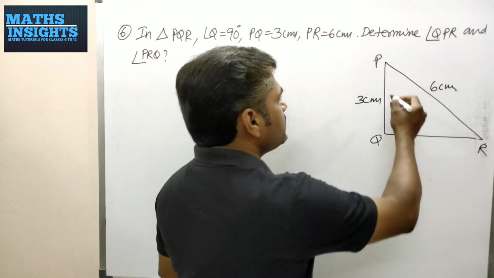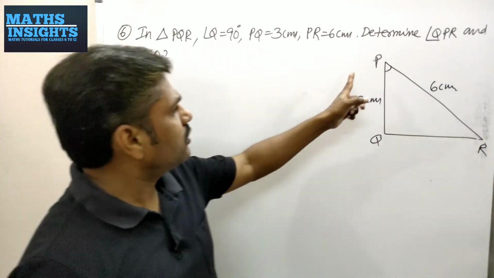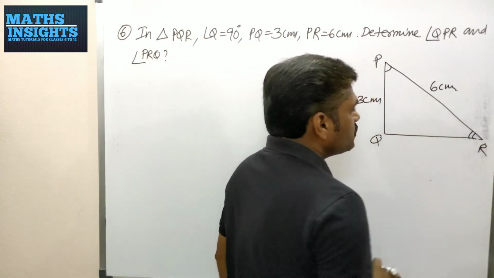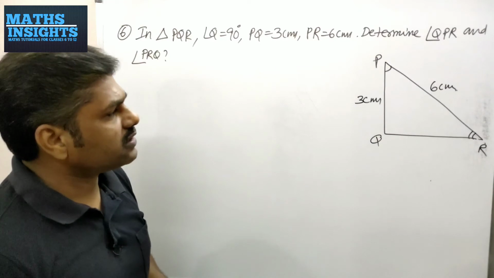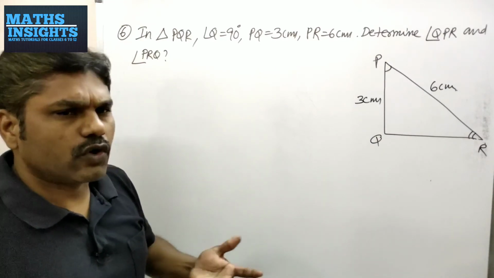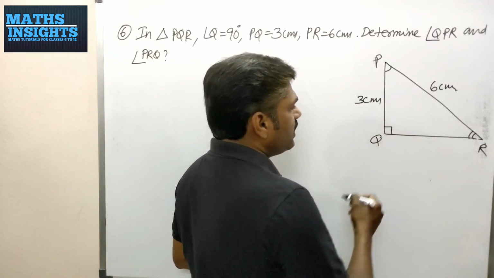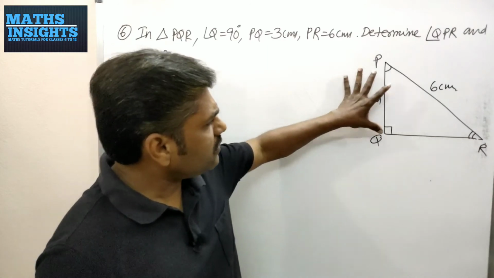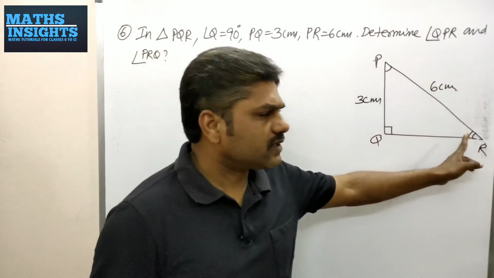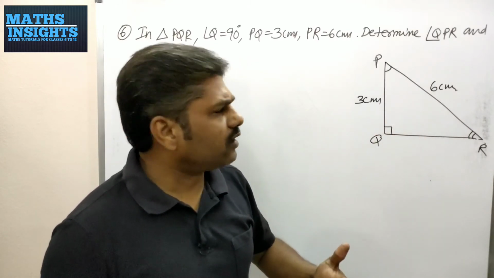Then they are asking angle QPR, that means they are asking this, and PRQ. See, I am representing these two angles with different signs. Why? Because they may be different, but they may be equal also. So we don't know that. In this triangle, this is 90 degrees, and they have given lengths of two sides, and they're asking two angles. This is a specific problem, very important also.